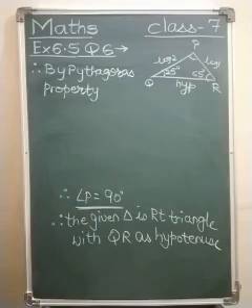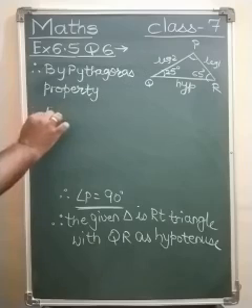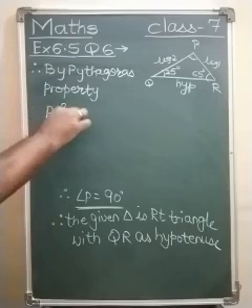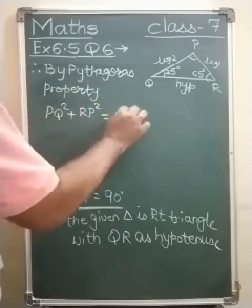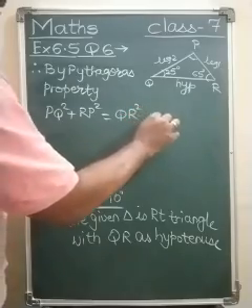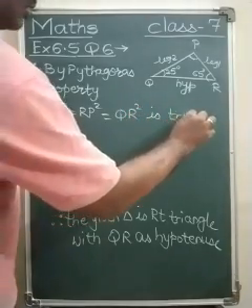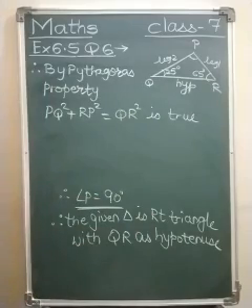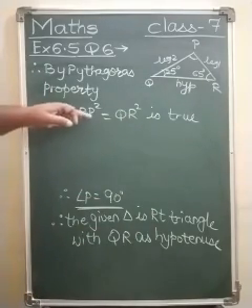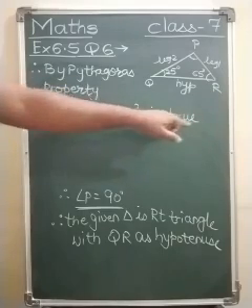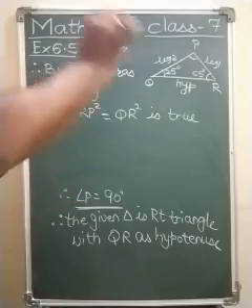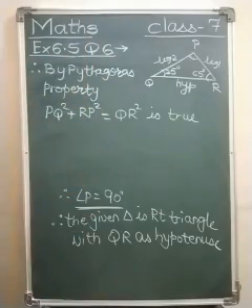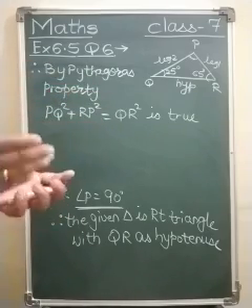So by Pythagoras property, PQ square plus RP square equals QR square is true. That is, the second option is true. The first and the third options are not true. So this is what the sum is.